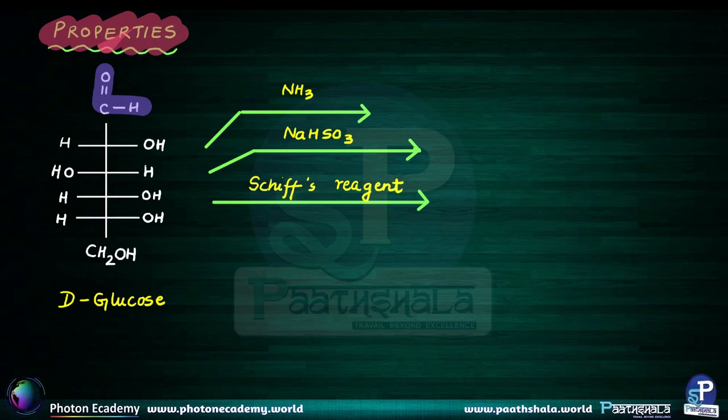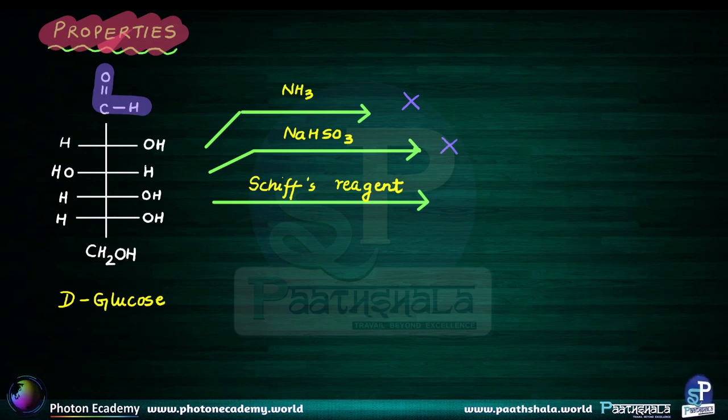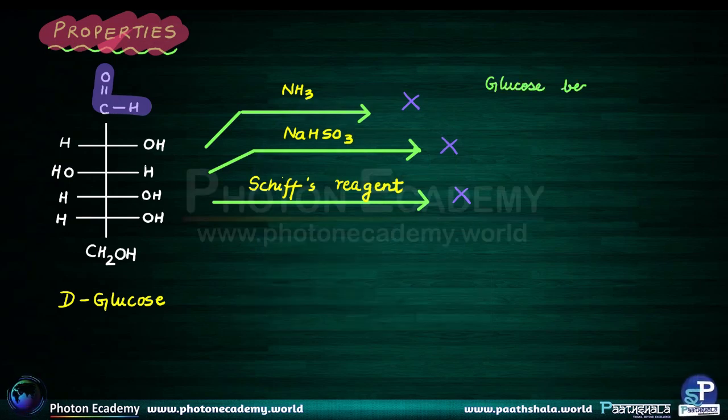But D-glucose, unlike a normal aldehyde, will not show any reaction with all these because glucose exists in the cyclic structure. So it does not react. We find that it does not react with this, neither with this, nor with this. So it is not reacting with any of these weak reagents. Let us write here to get this concept clear that glucose, because of its cyclic structure, does not react with these weak reagents.